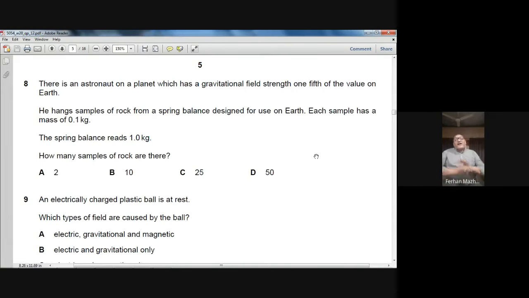So let us find out: if the spring was calibrated for Earth, and it shows 1 kg, so if it was on the Earth to show an extension of 1 kg, how much force is required? I have done this and let me show you.